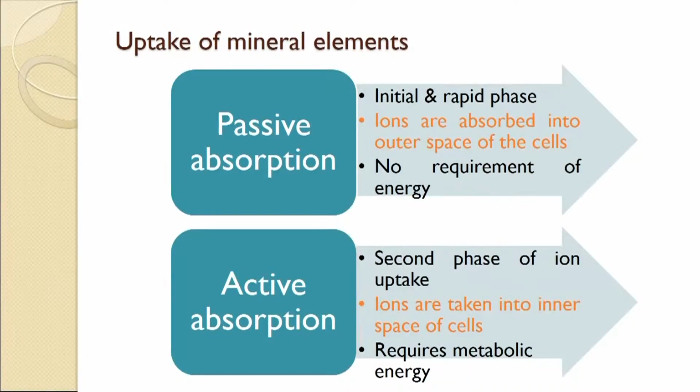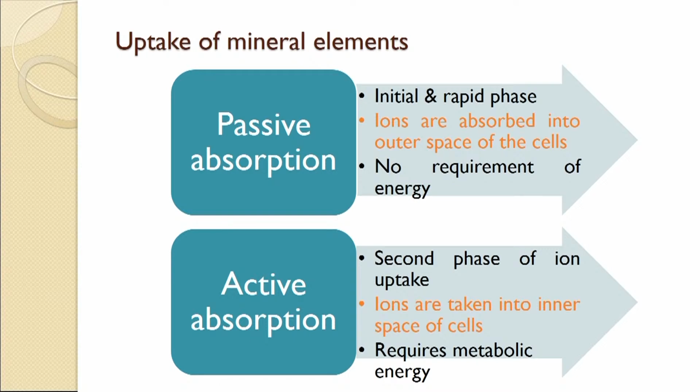The plant can take up mineral elements from soil by two processes. One is active absorption, another one is passive absorption. In passive absorption, there is no need for metabolic energy to be involved in the process, whereas in the case of active absorption, the plant utilizes its metabolic energy for absorption of certain ions or molecules.